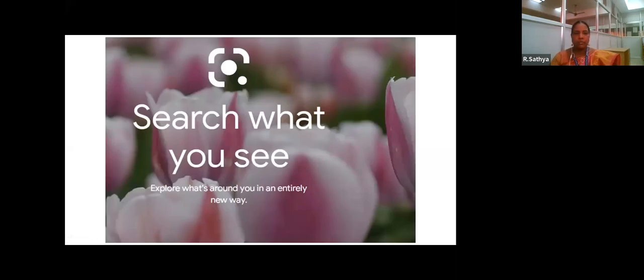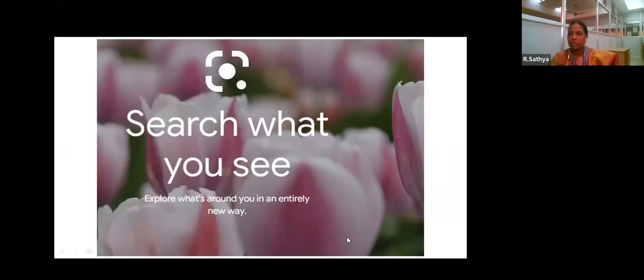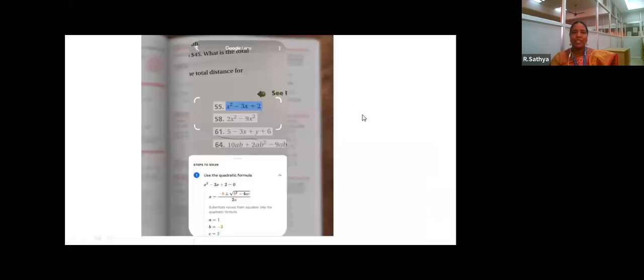What is this? I hope all of you are very familiar with this screen, right? Can you answer? Can you put it in the chat box? Yes. What is this about? Google Lens. Yeah, exactly. As a student, you must know about it, right?